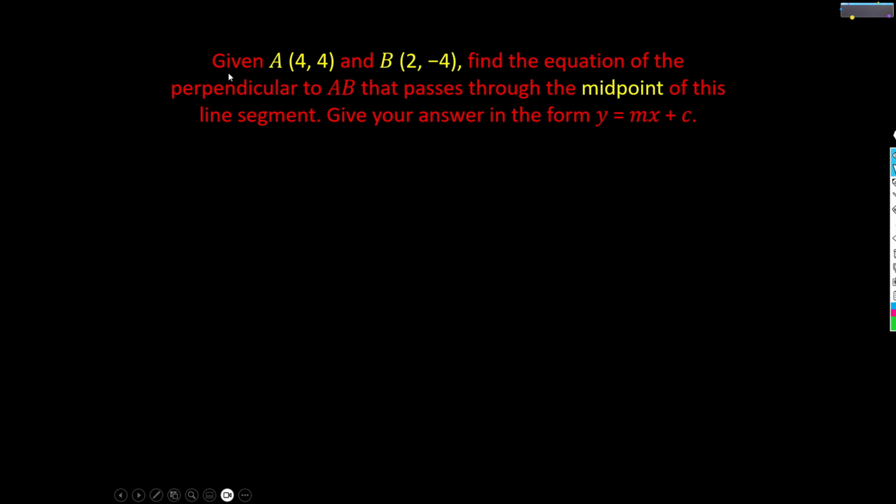Let me go through the question itself. Given A and B, find the equation of the perpendicular line to AB that passes through the midpoint of this line segment. So you should think about the graph itself, right? I'm just going to draw the graph so that I can understand how this particular graph looks like.